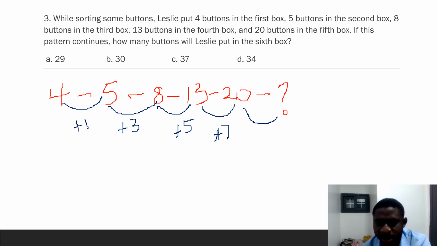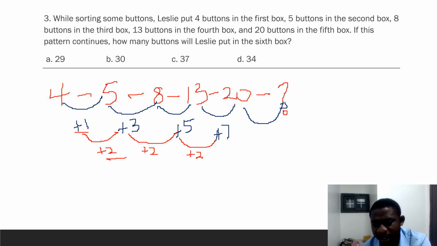So from 20 up to this point, what would be the difference or the change? Now, unlike the previous questions we solved, where we had a constant running through, this time around we have different numbers. Here it was 1 and it moved to 3. What do you see? I see an increase by 2. It was 3 here, it moved to 5. I see an increase by 2. It was 5 here, it moved to 7, an increase by 2.